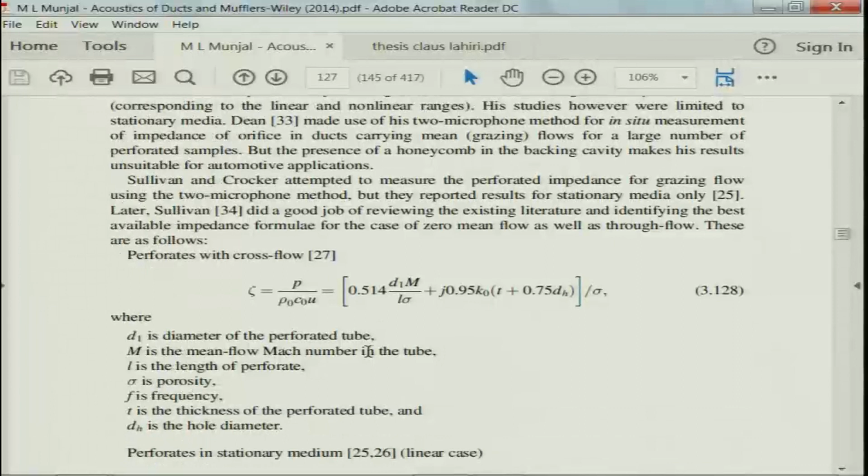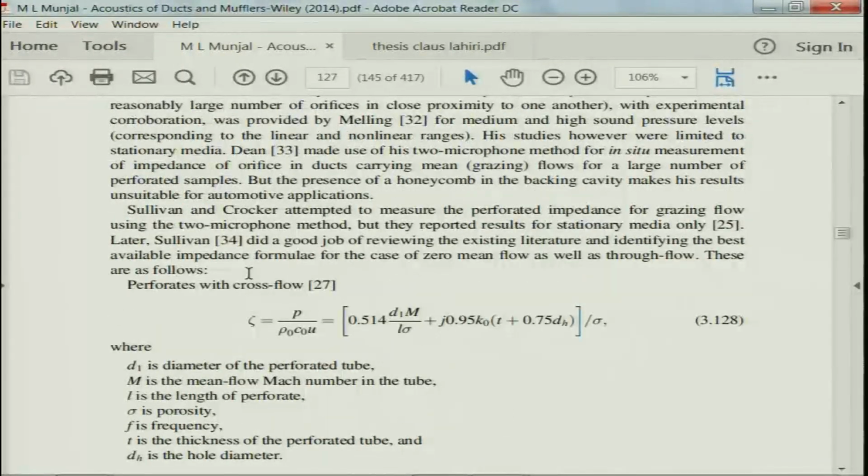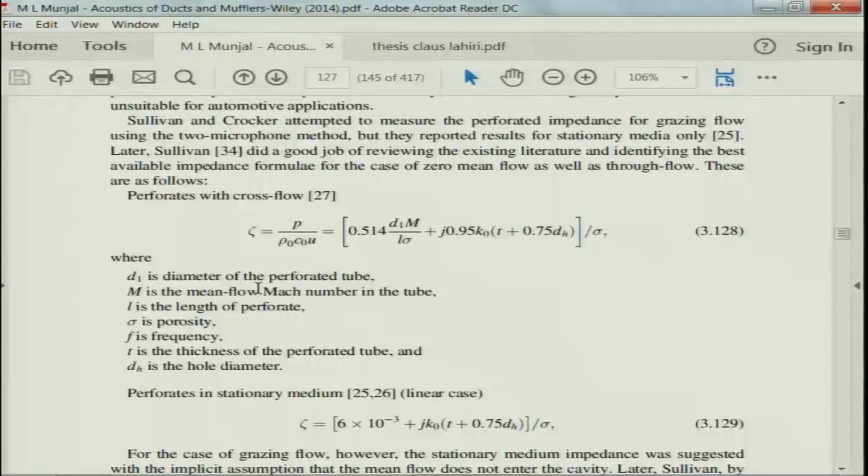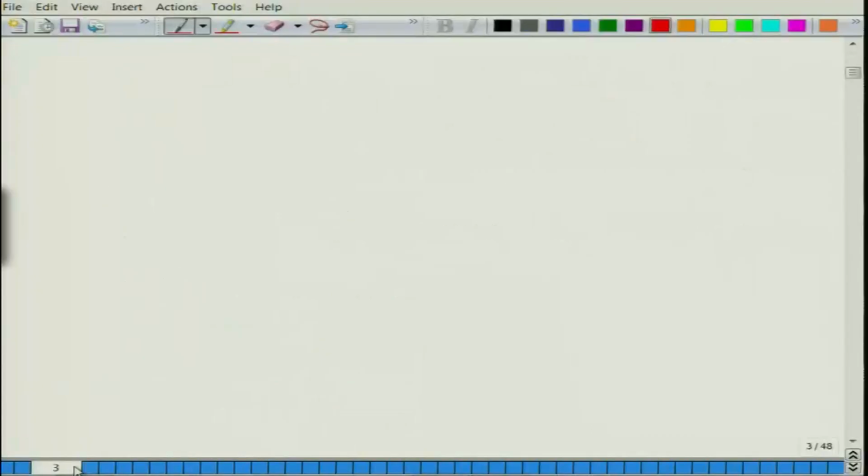So, first things first, this is an extract from the textbook by Munjal, in which the perforate impedance expression for a cross flow is given. Then there is also an expression for the case when there is no mean flow, that is a stationary medium. So, this is what it is. Let me write it down on the slide. What we really have here is zeta for a cross flow.